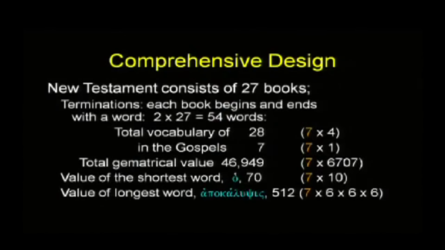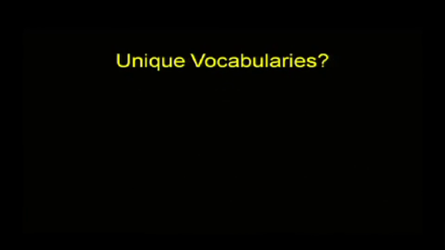But I want to mention just one of these that to me is the most staggering of them all. The New Testament consists of 27 books. That means they have a word that starts them and a word that ends them. And if there are 27 books of the New Testament, then you've got 54 words. And so there's a total vocabulary of those words that happens to be 28 words in the Gospels. If you go through all this arithmetic, the shortest word, the longest word, all that sort of thing, each one of those is a multiple of 7.